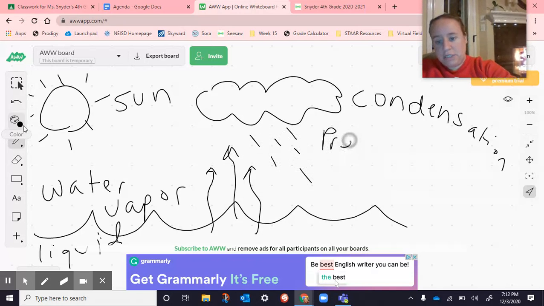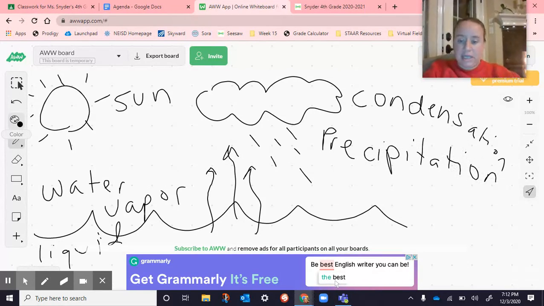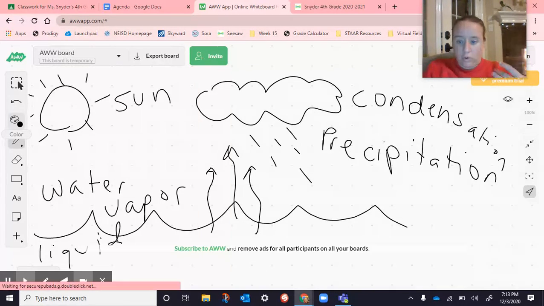Precipitation can fall in several forms. If it's warm, it's going to fall as rain. If it's cold, it might fall as sleet, hail, or snow. So there are different types of precipitation. And then the last one is runoff.